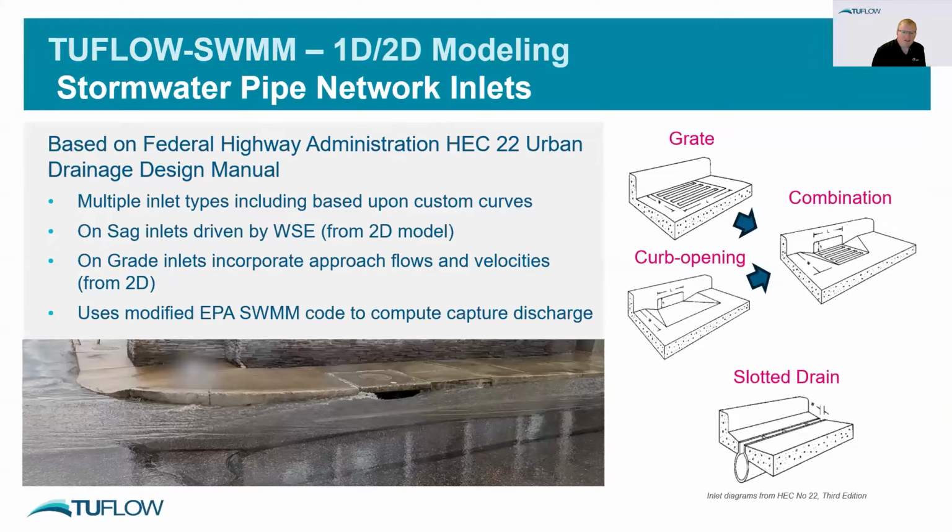So the 1D, 2D linking, we mentioned that, especially doing rain on grid, you're going to have water coming down overland. It gets into your streets, hits these inlets, and you have to decide how much water is coming into the domain. And we're using modified EPA SWMM code to figure out that capture using information from the 2D model. And so we're able to handle all the different cases on sag or on grade inlets. On grade inlets, the water's shooting down and it can hit the inlet, and some of it might get captured and some of it might bypass.